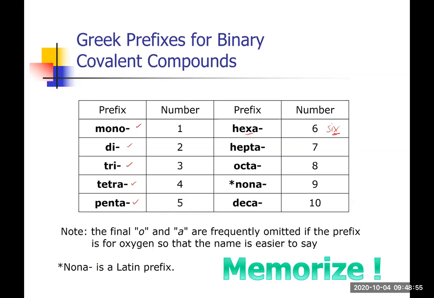Nona is a Latin prefix, not a Greek prefix, so we just want to make a note of that. And then also the final O and A are frequently omitted in the prefix if oxygen is in the name. So something, for example, like carbon monoxide. Instead of saying carbon monooxide, we say carbon monoxide, and that should be an anchor name for you because you know it. You know carbon monoxide even probably before you got to this class.